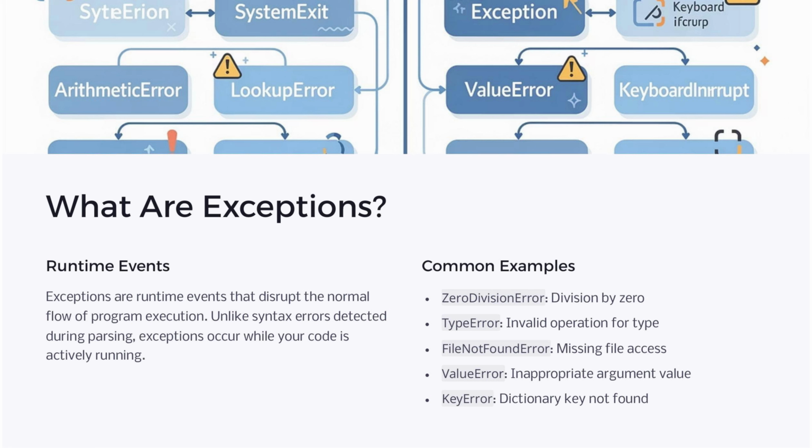Exceptions are runtime events disrupting program execution, unlike syntax errors caught during parsing. Common examples include ZeroDivisionError for division by zero, TypeError for invalid operations, FileNotFoundError for missing files, ValueError for inappropriate argument values, and KeyError for missing dictionary keys.